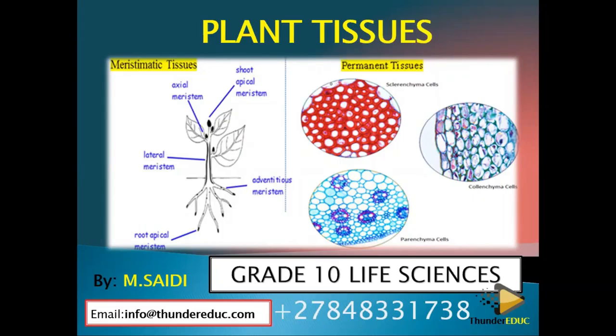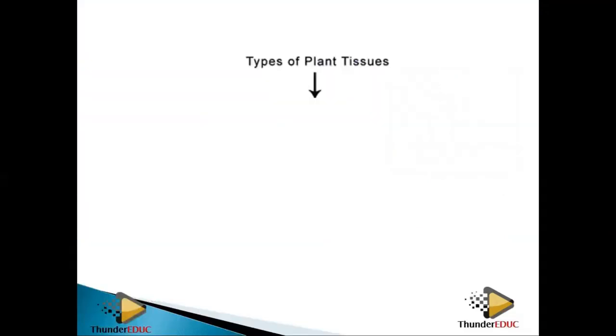Today we're going to be looking at plant tissues. Last time we looked at the different types of animal tissues, so today we're going to look at plant tissues so that now we can go to the organs. What are some of the different types of plant tissues?